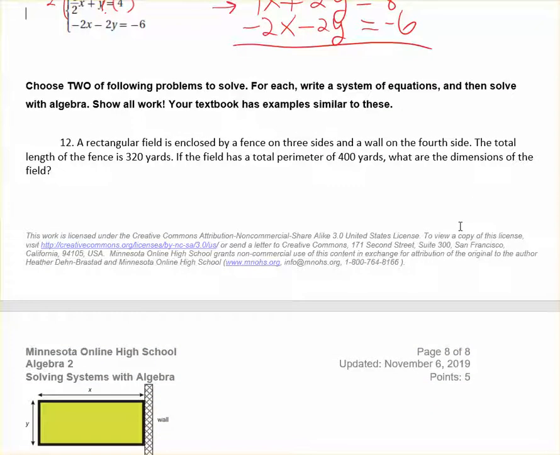All right, next we're going to do a few word problems. I'll help you with one of them, and then you have to pick at least one more. You could do more for extra credit. For each of them, you do have to write the system of equations and show all your work on how you would solve it. If you just put the answers, it'll be wrong. Your textbook does have examples similar to these kind of problems.